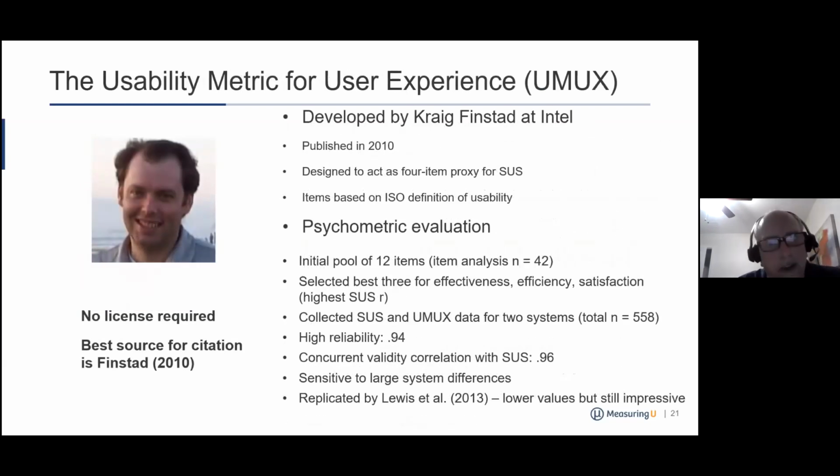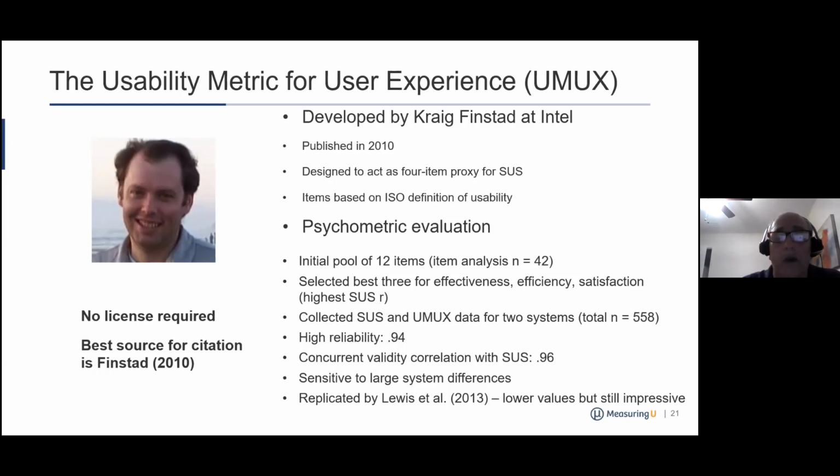And now another sideways step to the usability metric for user experience, the UMUX. Now this was developed by Kraig Finstad at Intel, published in 2010. He was trying to get a 4-item proxy for the SUS. He thought that sometimes having to ask 10 items was kind of onerous. He wanted to get it down to 4. Did it based on the ISO definition of usability. He started with a pool of 12 items. He wound up with 4 after analysis.